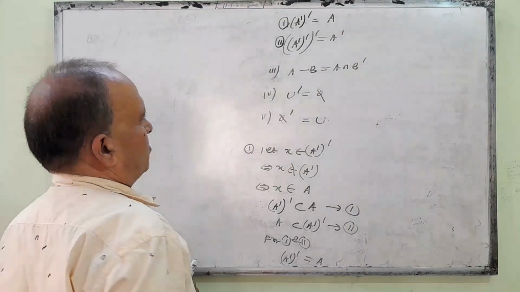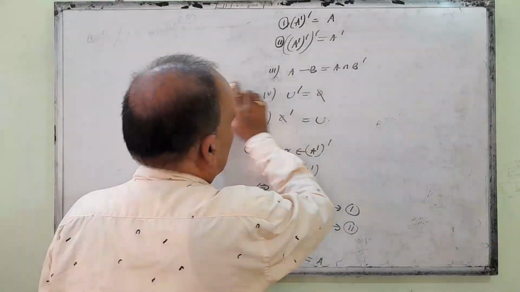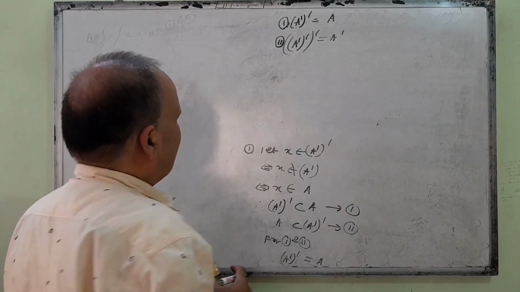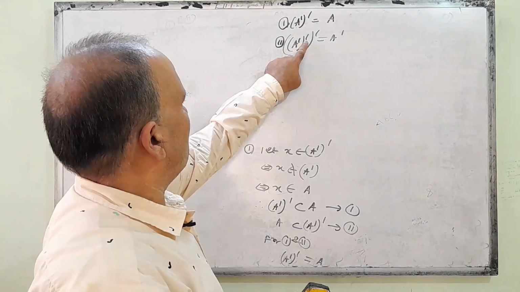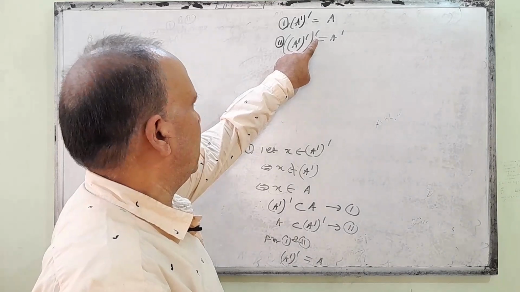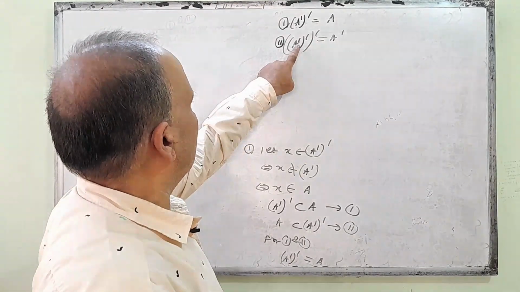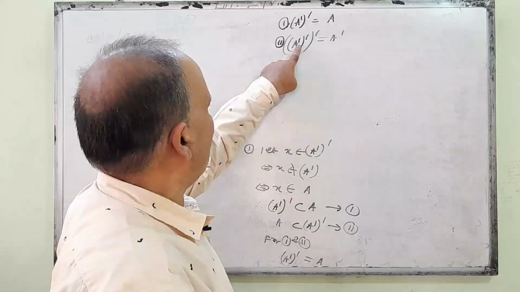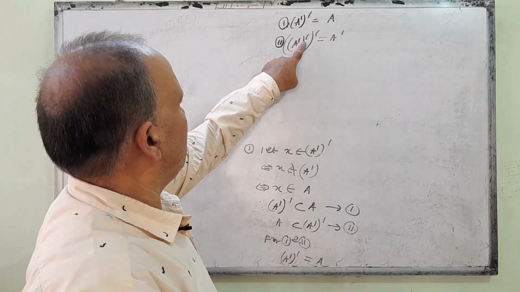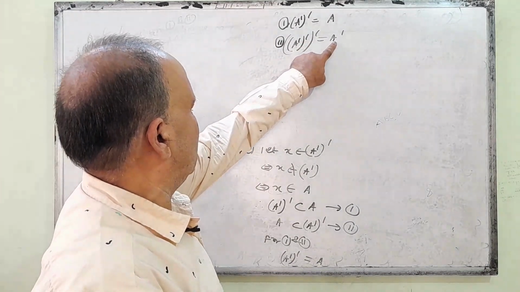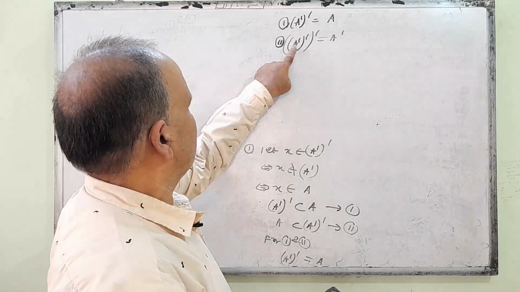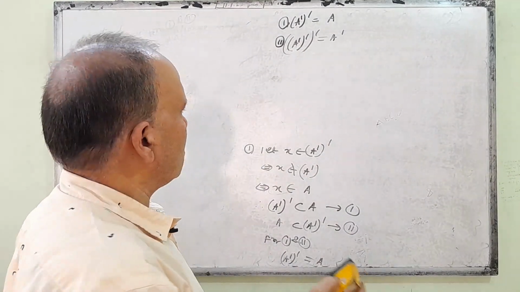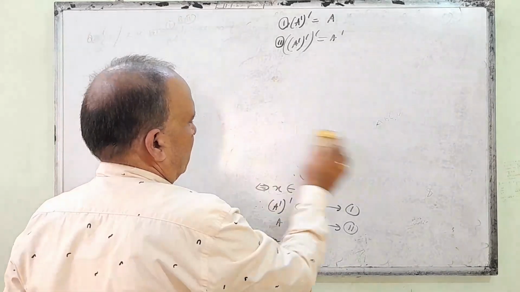Similarly, we can prove the second property. Now, I will prove the second property. Let X belong to complement of A. This implies that X does not belong to A. This implies X belongs to A dash. So complement of A is a subset of A dash, and A dash is a subset of complement of A. So from 1 and 2, left hand side is equal to right hand side.